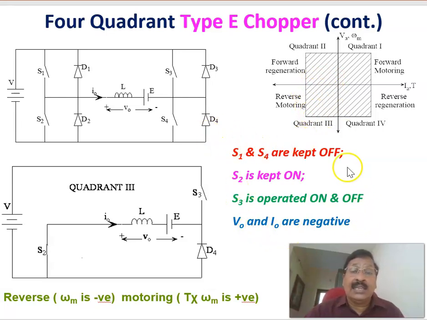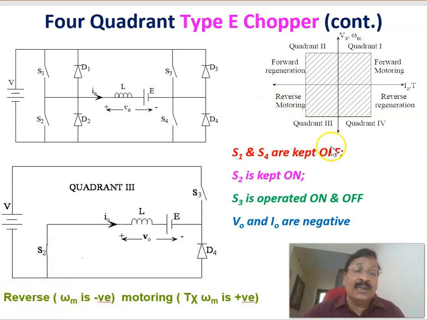And these are the switch status, as we already know: S1 and S4 are kept off, S2 is kept on, and S3 is operated on and off. This is the switch that is being controlled for it to work in the third quadrant. And in that case, the average output voltage is negative. Similarly, the average output current is also negative. That is working in the third quadrant of operation, and it is called reverse motoring.